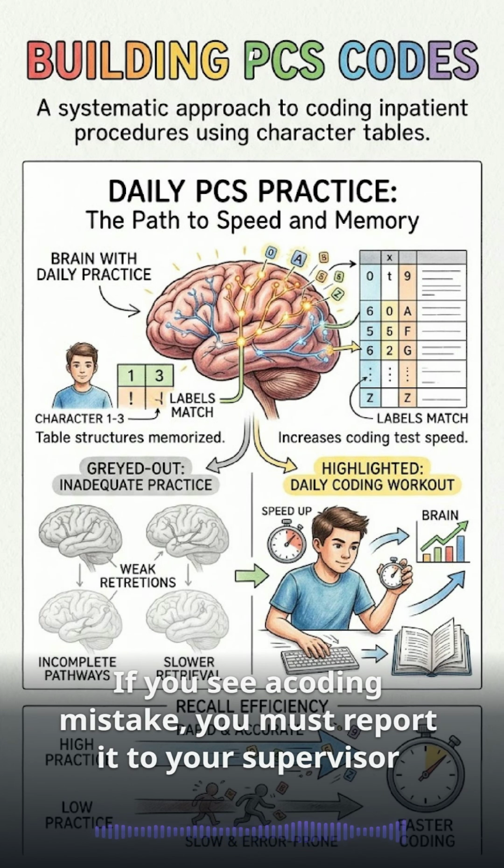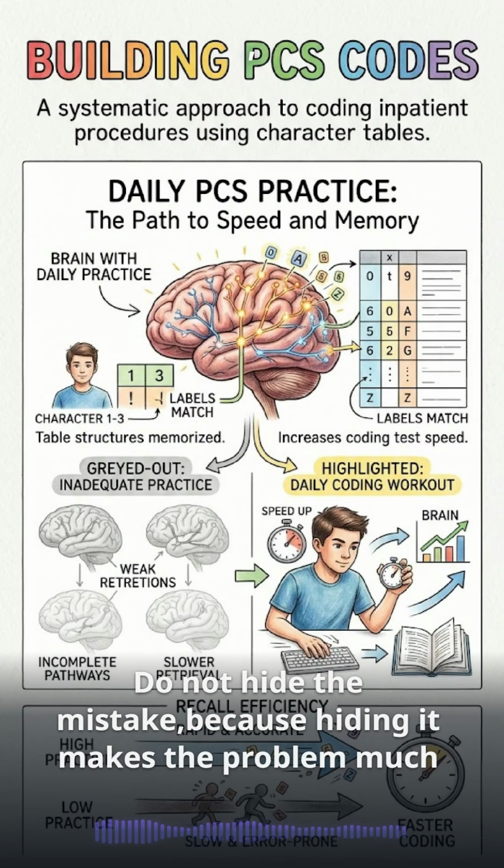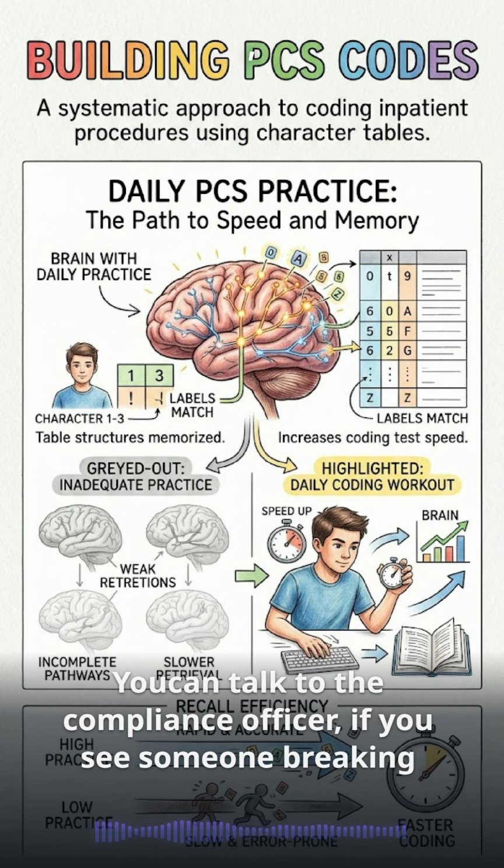If you see a coding mistake, you must report it to your supervisor immediately. Do not hide the mistake, because hiding it makes the problem much worse later. Every hospital has a compliance officer who makes sure everyone follows the federal laws. You can talk to the compliance officer if you see someone breaking the coding rules.